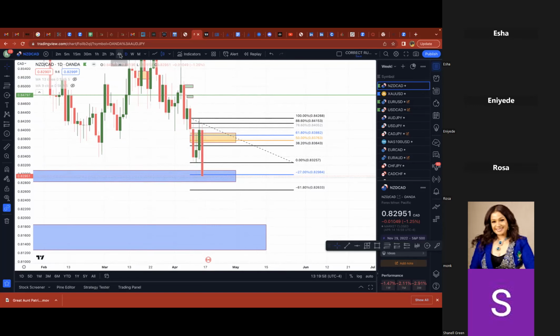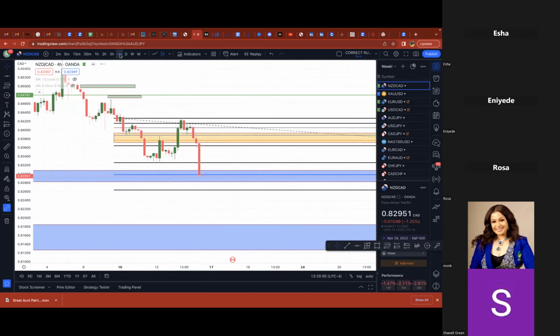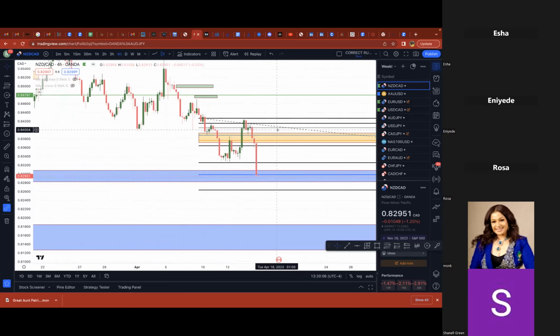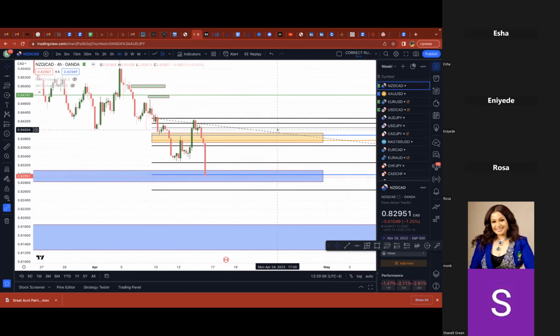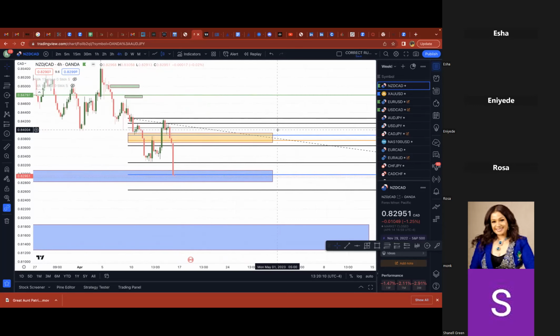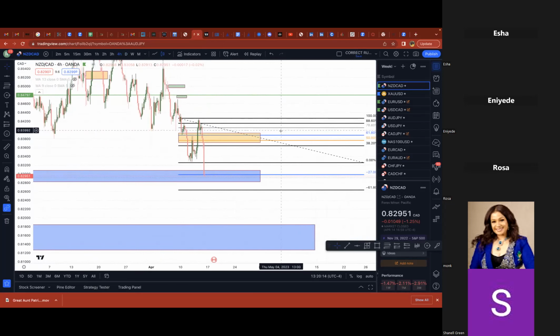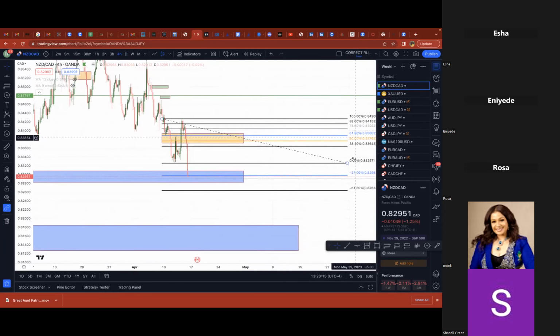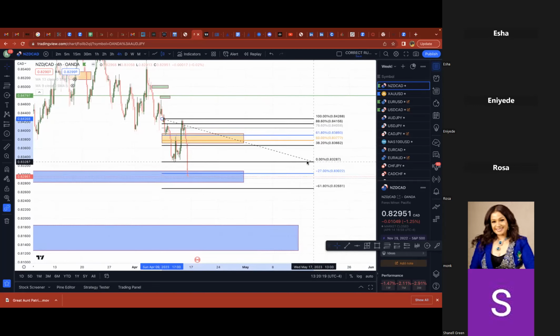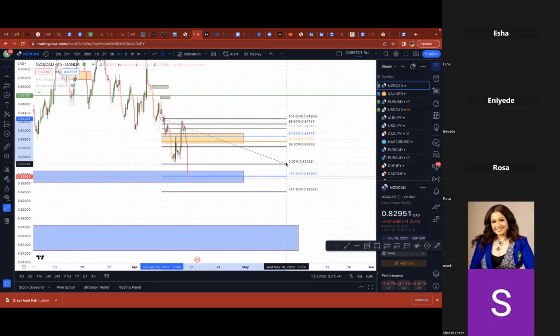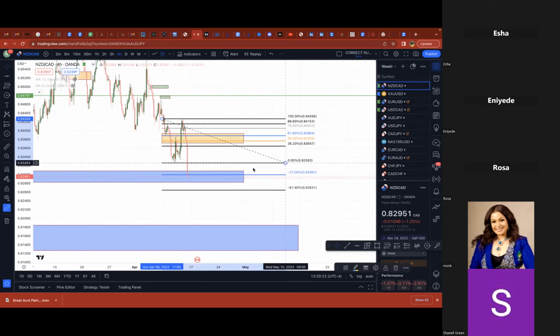And so we're going to go back on the 4 hour. So we see price. Daggone, the fib is way over here. Let's move this. Sorry, yes.